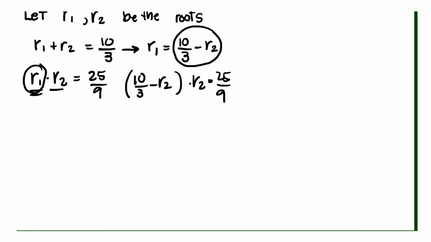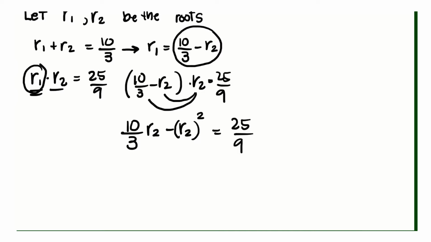After that, to simplify this equation, you have to distribute R2 to 10 over 3 and to R2. This makes the equation 10 over 3 times R2, minus R2 squared, because R2 times R2 is R2 squared, equals 25 over 9. Now let us fix the fractions. We can eliminate the fractions by multiplying both sides by the LCD, which is 9. So multiply the left side by 9 and the right side by 9.